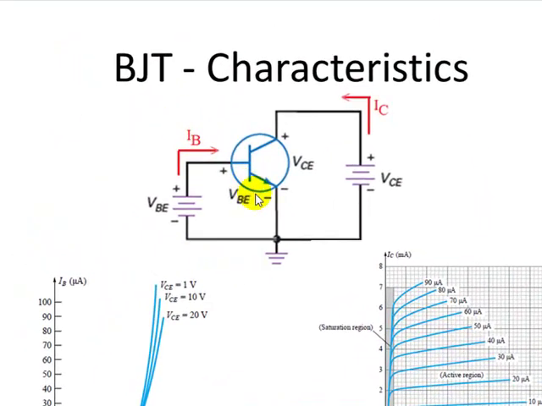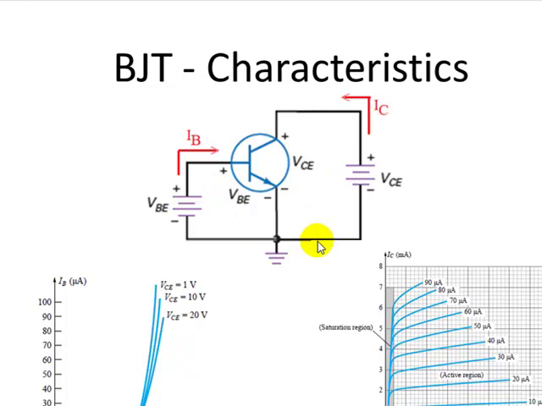The circuit that I'm going to use to obtain the BJT characteristics is shown here. The circuit symbol of an NPN BJT is this one. It has three terminals: base, emitter and collector. Since we are operating this BJT in common emitter mode, the emitter terminal is common to both the input side and the output side, and the emitter is grounded. The input terminals are base and emitter, and the output terminals are collector and emitter.